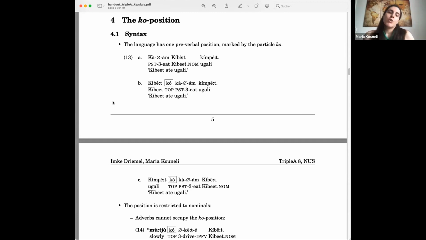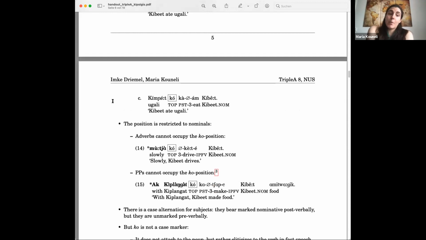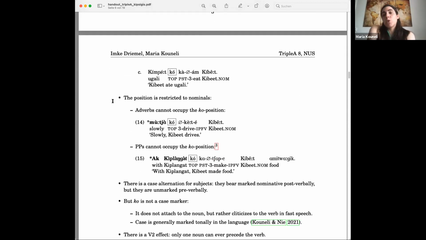Okay. So one important syntactic property of this position is that it is restricted to nominals. So what you see in 14 is that adverbs cannot occupy the co-position. So we cannot have slowly ko drives Kibet, and PPs can also not occupy the co-position. So with Kiplangat ko, Kibet made food is not okay.